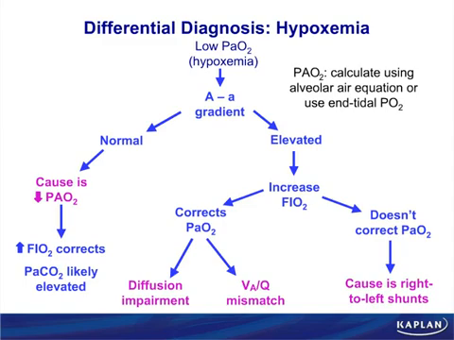Now, to separate out diffusion impairment and VQ mismatch will be the clinical information they give you in the clinical vignette. If it's somebody in status asthmaticus, then go with VQ mismatch. Someone with a pneumonia, go with VQ mismatch. If it's a patient with sarcoidosis or interstitial pulmonary fibrosis, go with a diffusion impairment. Okay? So you have to have a little bit more information on what it looks like clinically, what the condition is, and that's how you differentiate diffusion impairment and VQ mismatch.